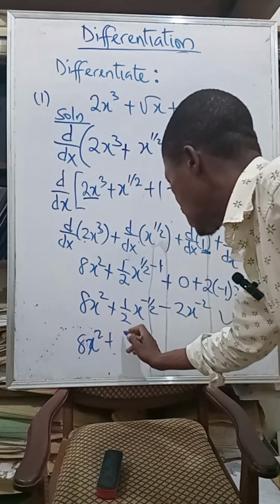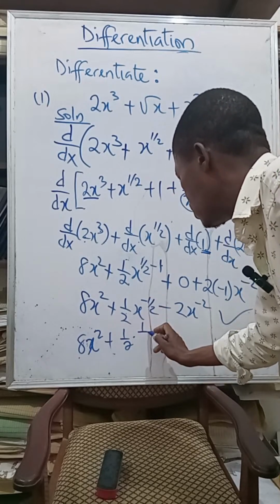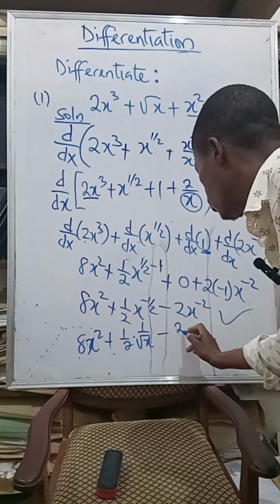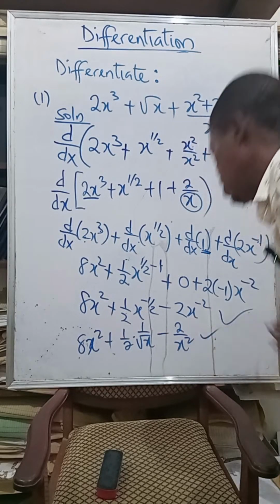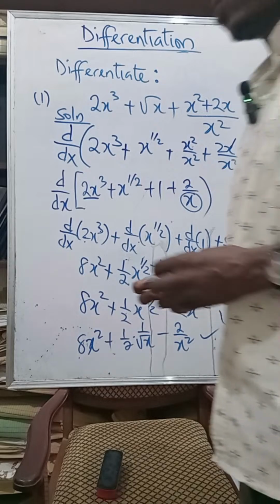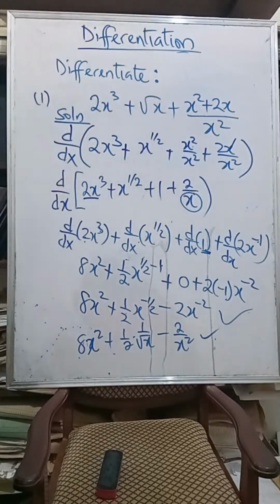So let's tidy the negative. That will be half times the minus there is 1 over root x, and then minus 2 over x squared. So this is perfect. That's your answer to the question.